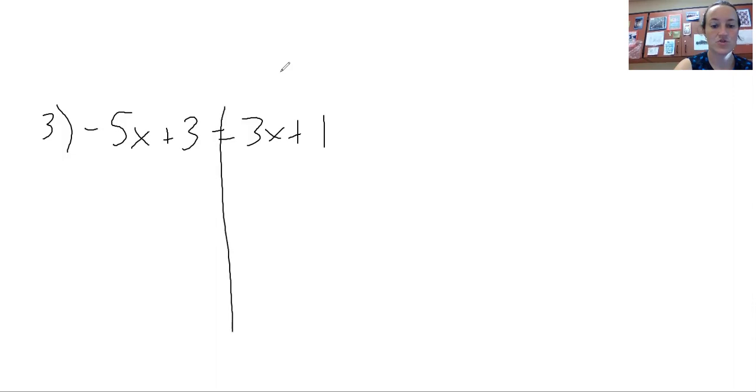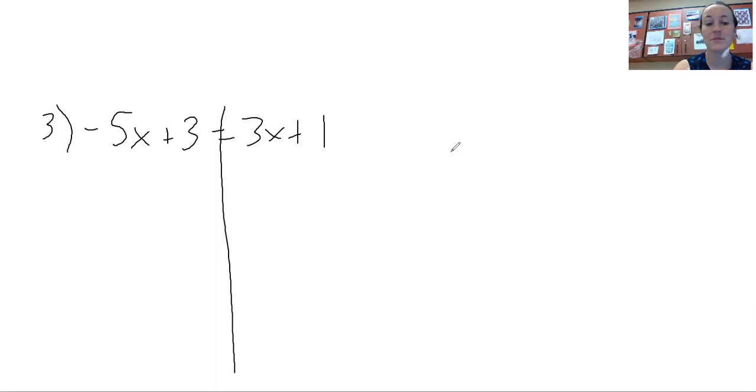Okay. Draw my line through the equal sign. Can I distribute anything? No parentheses. Can I combine like terms? No, negative 5x and 3 are not like terms. 3x and 1 are not like terms. Can I move a variable? Yes. Okay, let's move a variable.